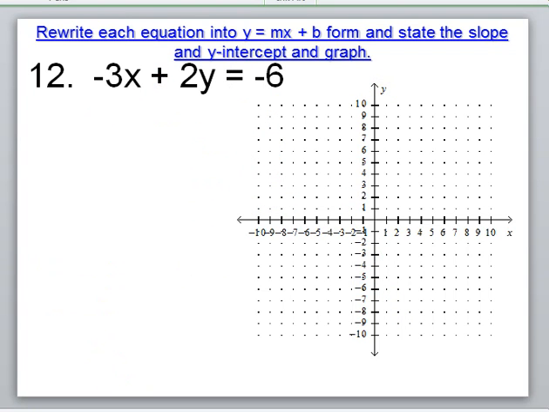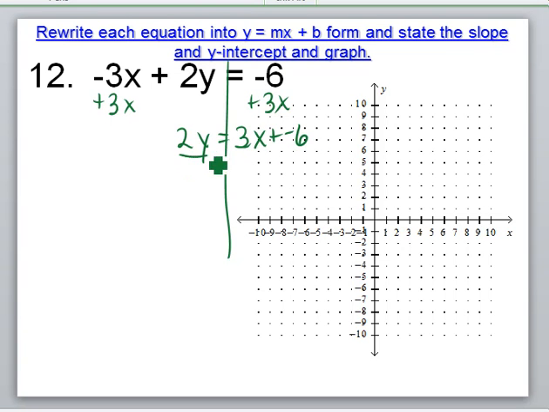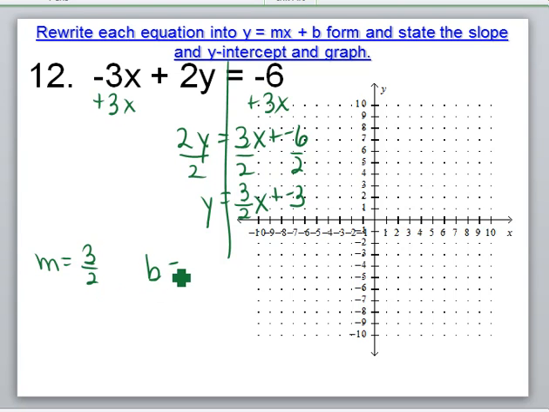The next example, again, I'm going to solve for y. I'm going to add 3x to both sides. I get 2y equals 3x plus negative 6. Divide by 2. 3 doesn't divide evenly into 2, so I have 3 halves x plus negative 3. My slope is 3 halves, and my b is negative 3. I do not need to do anything with that 3 halves.